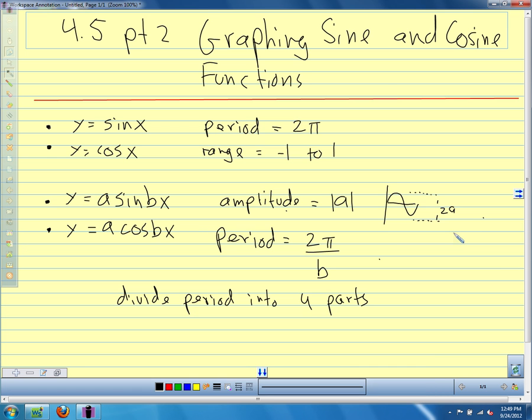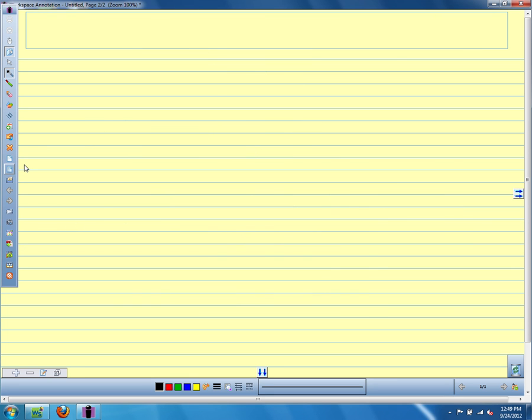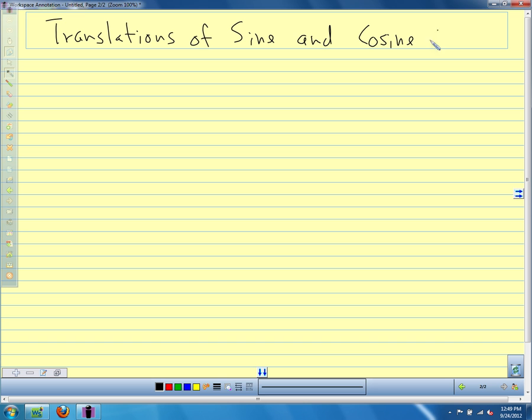All right. So now we're going to make the transformations a little more complicated. So we're going to translate sine and cosine. And by translate, I mean shift them left and right, or shift them up and down. And the rules are the same as we've done with functions before. Just the fact that we have a periodic function gives us another little twist.